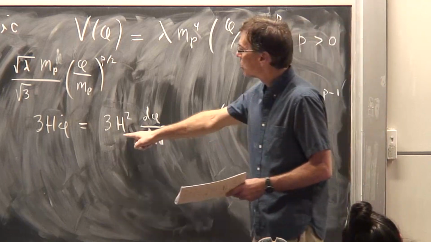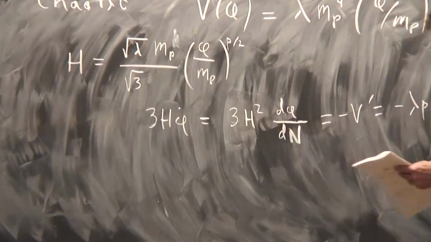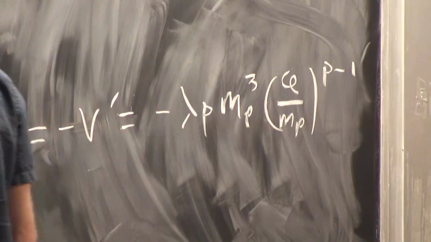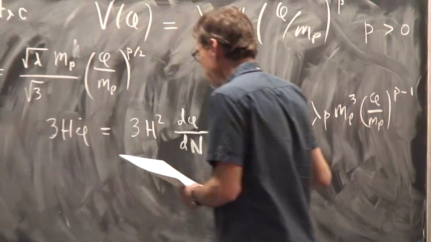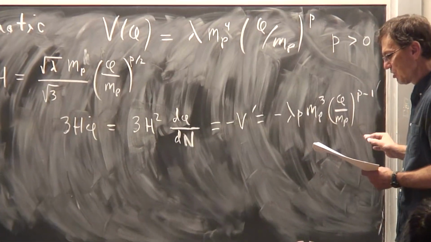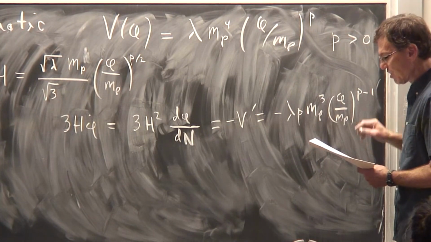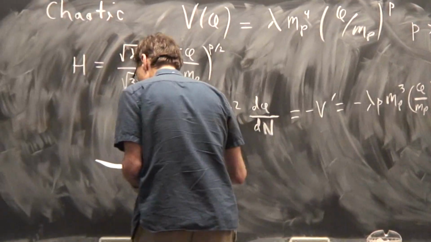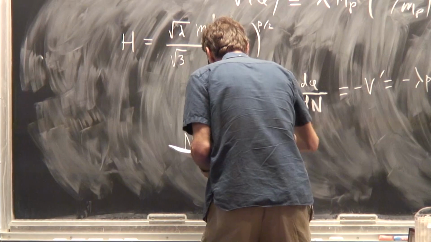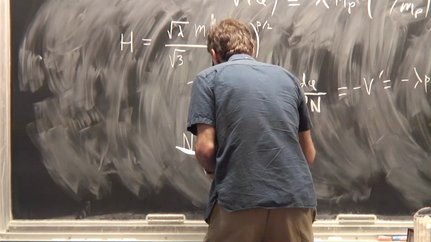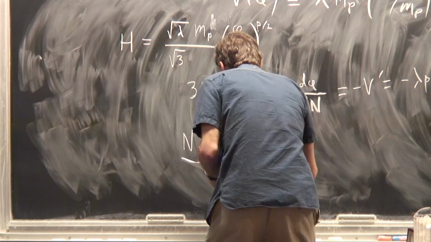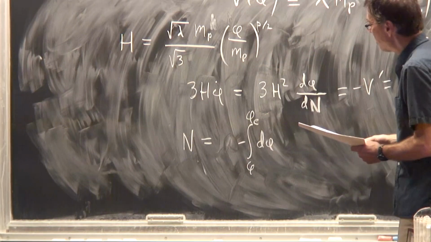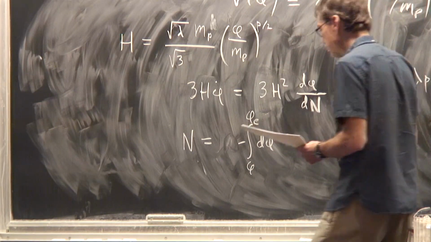And H squared, of course, is just coming from this. So if we put that together, we get a very simple differential equation. d phi dN is some function of phi, and you can just integrate it. So I'll skip a step and write the result that N is equal to minus the integral from whatever phi you're integrating from until some phi sub e that denotes the end of inflation.